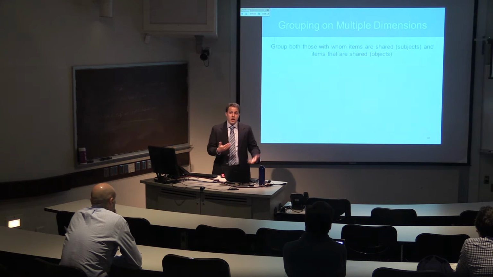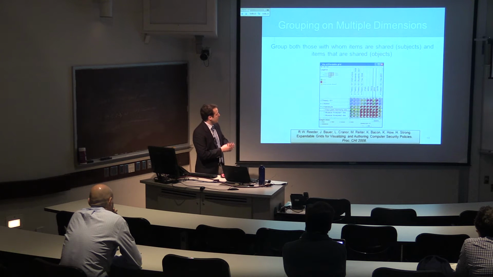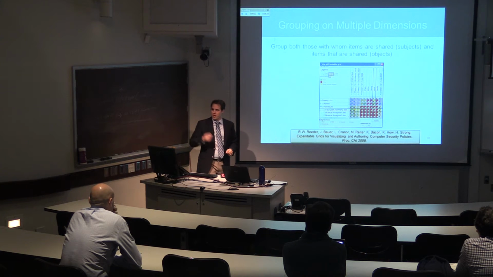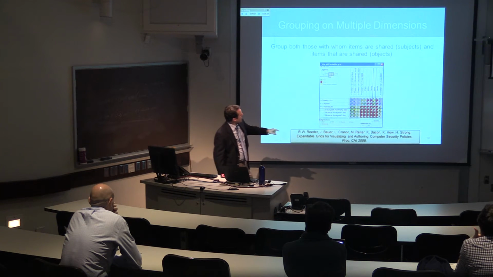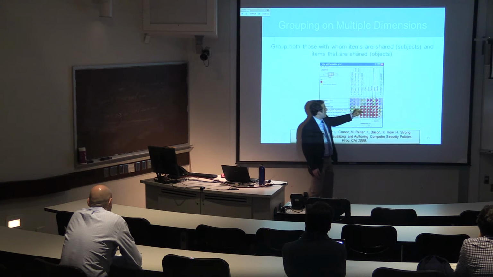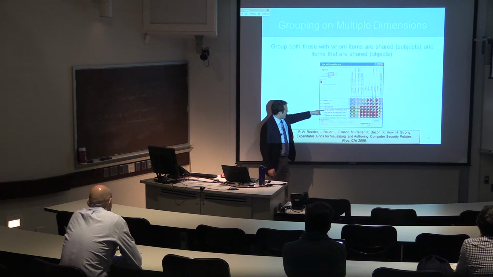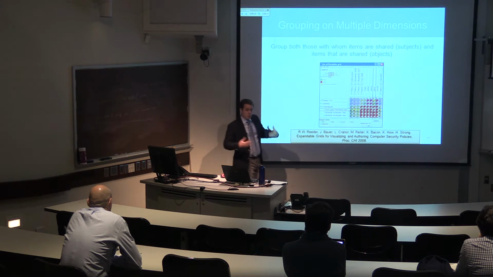We can also go beyond this by grouping on multiple dimensions. Some work has grouped with whom items are shared, or subjects, and items that are shared, or objects. Here's an example interface that displays these, which Mike Reiter was a part of. We see in the columns here individual subjects that can be shared with, and groups of subjects, and objects that can be shared, or groups of objects or folders.